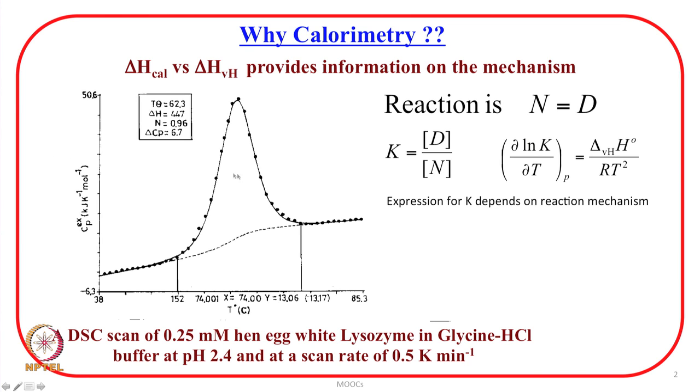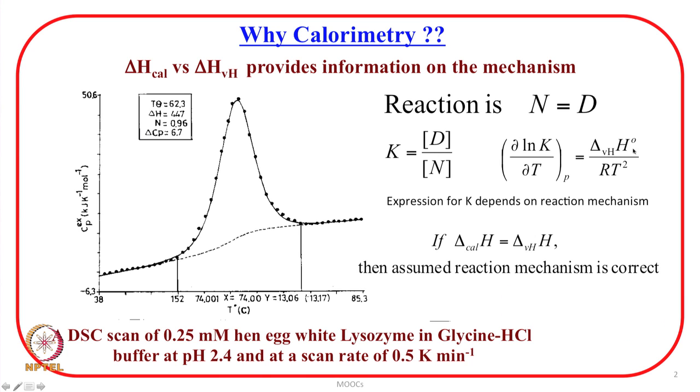and from the area under the curve I can get calorimetric enthalpy. From the temperature dependence of K I will get van 't Hoff enthalpy, and if calorimetric enthalpy is equal to van 't Hoff enthalpy, then the assumed reaction mechanism is correct. Let me emphasize this, why I am saying this.